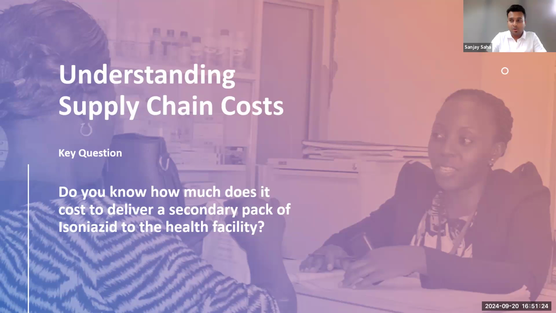Do you know how much it costs to deliver a pack, a secondary pack, say 100 tablets or whatever is the pack size of isoniazid or paracetamol or ibuprofen or cefixime or amoxicillin, any pack of these essential products from anywhere in the world to your health facility? Do you know the cost of that? The cost of delivering a pack of medicine to the health facility. I'm very sure none of us know about this. Is there anyone who knows that cost in this group?